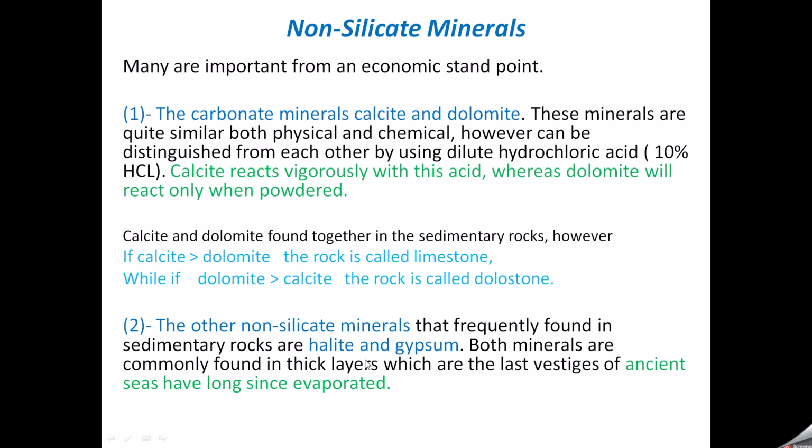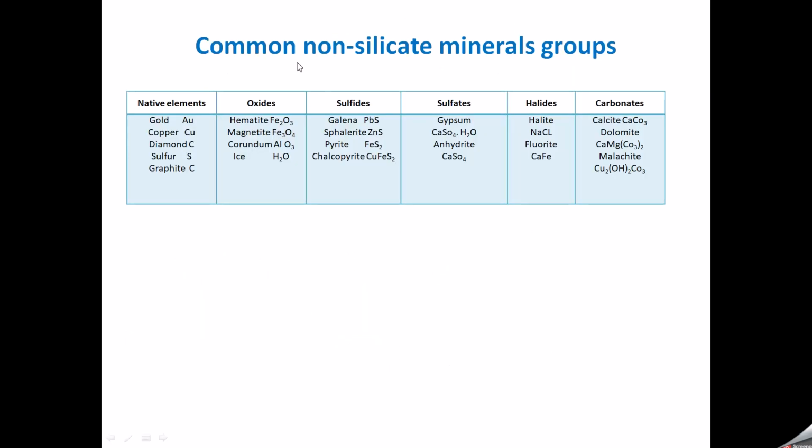There are other non-silicate minerals like halite and gypsum, and these minerals form during evaporation of the oceans. Now we have common non-silicate minerals or mineral groups. We have native elements like gold, copper, diamond, sulfur, graphite. Note diamond and graphite have the same chemical composition, carbon, but the structure is different. Oxides: hematite, magnetite, corundum, ice, which is H2O, water.